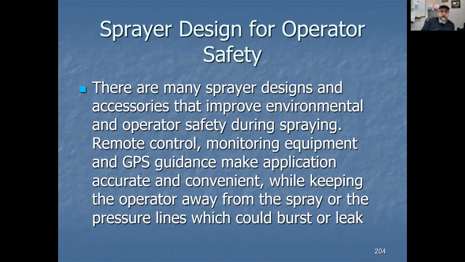Sprayer design for operator safety. Lots of different designs and accessories improve environmental and operator safety during spraying. Remote control, monitoring equipment, and GPS guidance make application accurate and convenient while keeping the operator away from the spray or the pressure lines which could burst or leak.